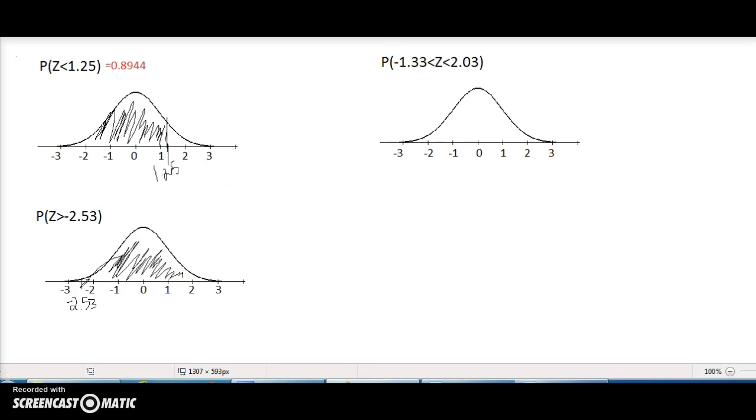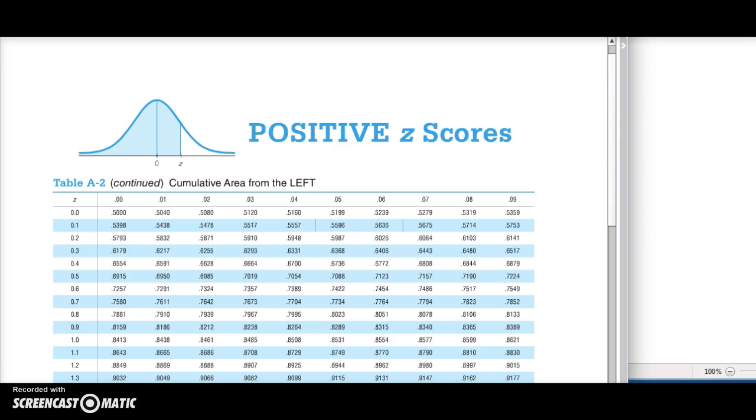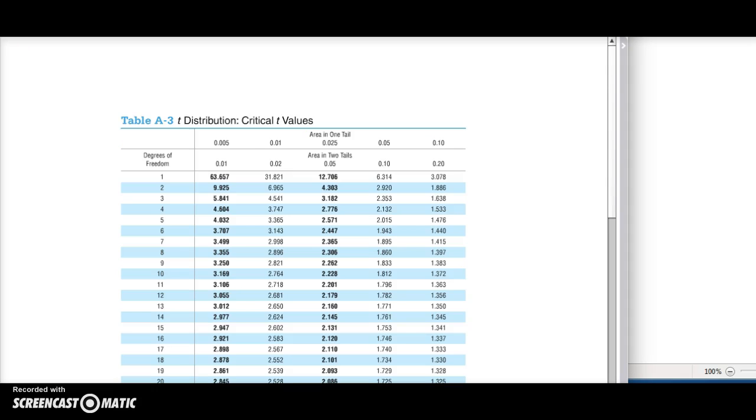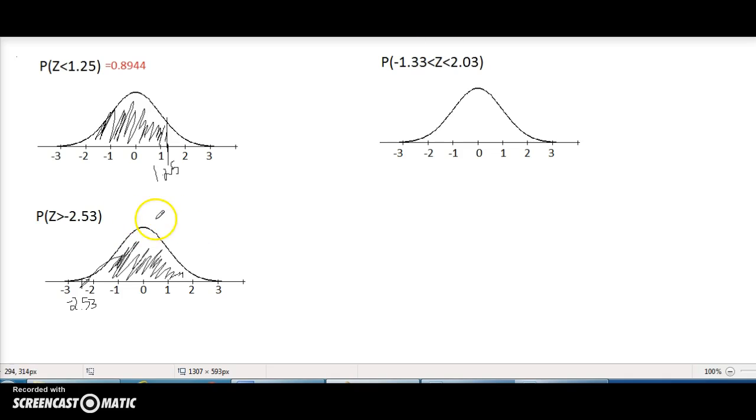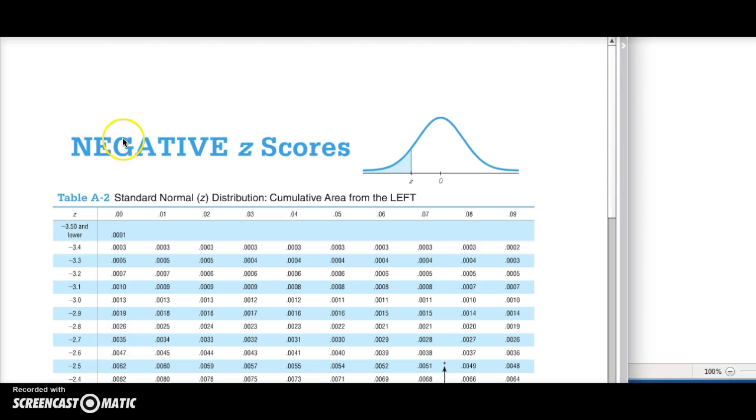Okay, so now we're going to look at the normal distribution table again to get this, but the negative z-scores. So we have negative 2.53. So we go down here, we get negative 2.53, and up here is 3. 0.0057. But it's important to note that this is to the left. This table provides the area to the left, but we're interested in looking to the right.